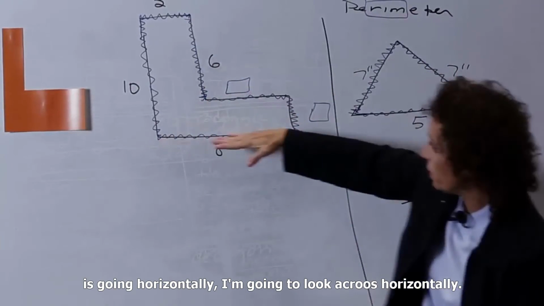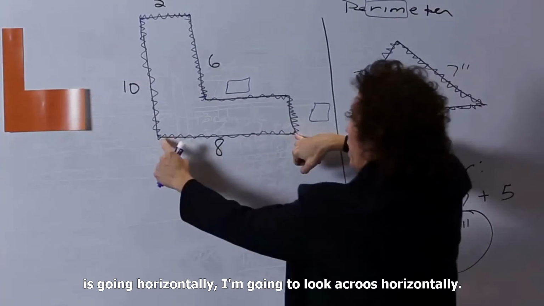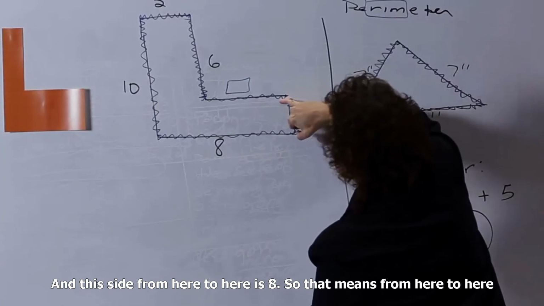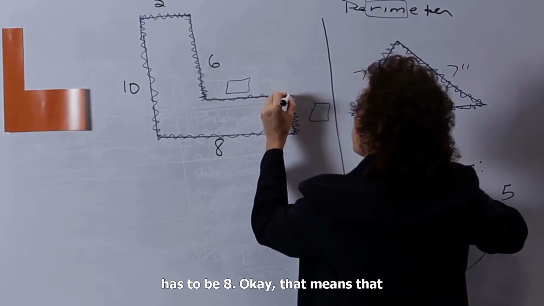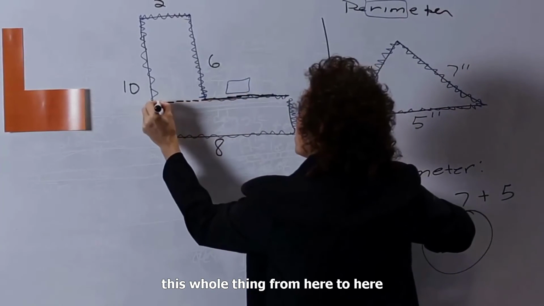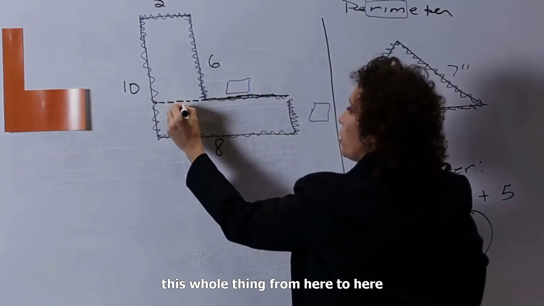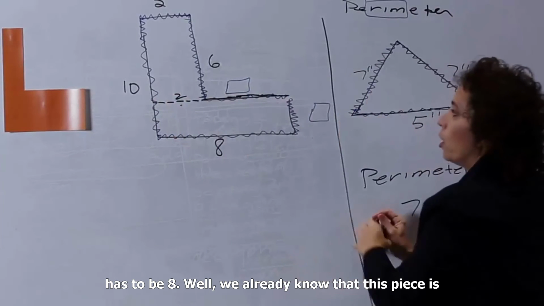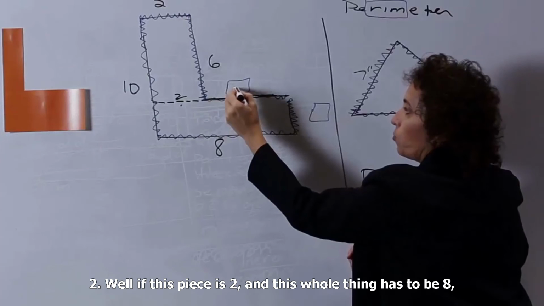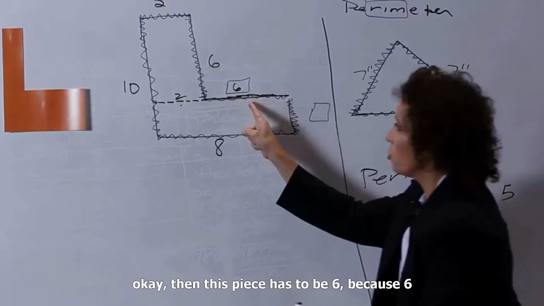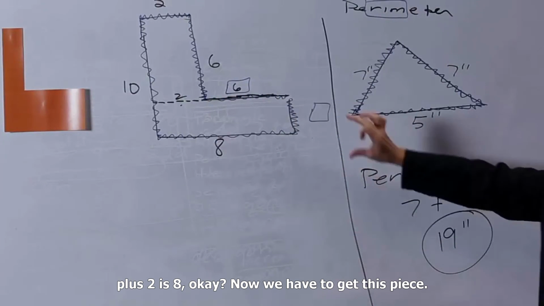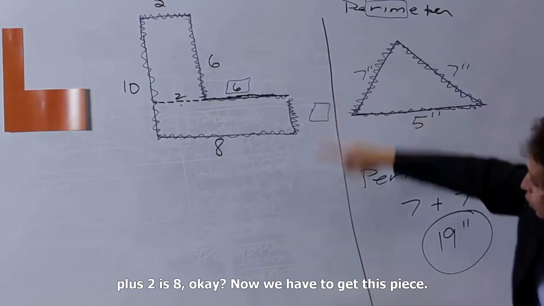Since this side is going horizontally, I'm going to look across horizontally, and this side from here to here is 8. So that means from here to here has to be 8. Okay, that means this whole thing from here to here has to be 8. Well, we already know that this piece is 2. Well, if this piece is 2 and this whole thing has to be 8, then this piece has to be 6 because 6 plus 2 is 8. Now we have to get this piece.